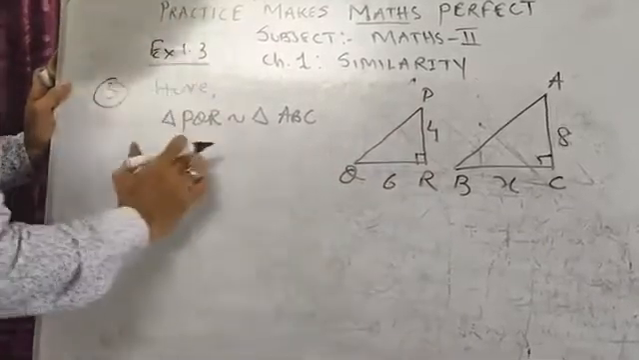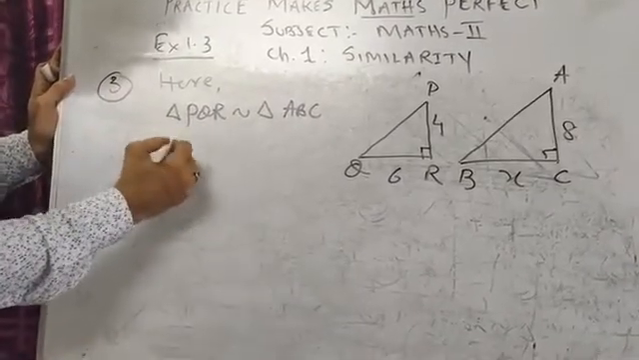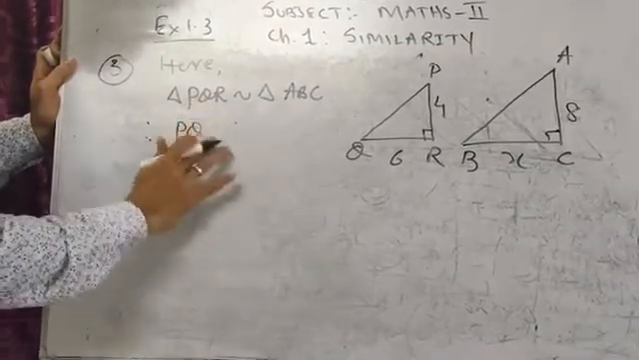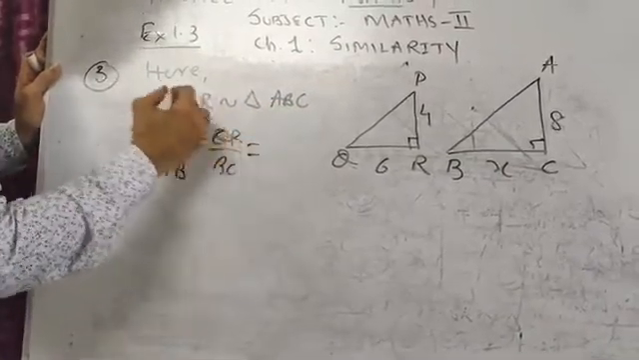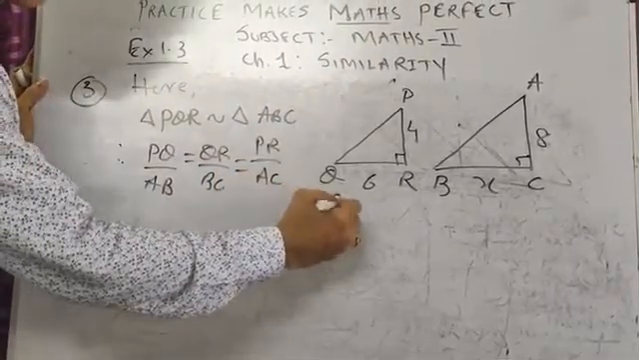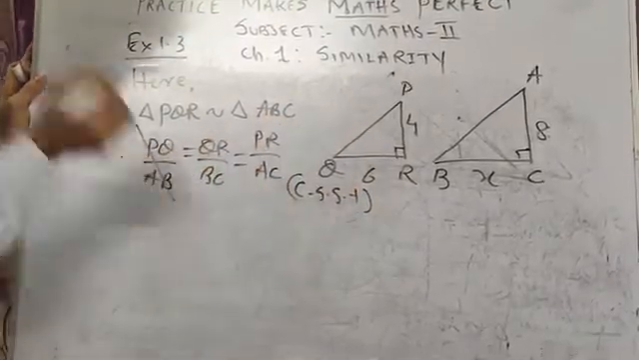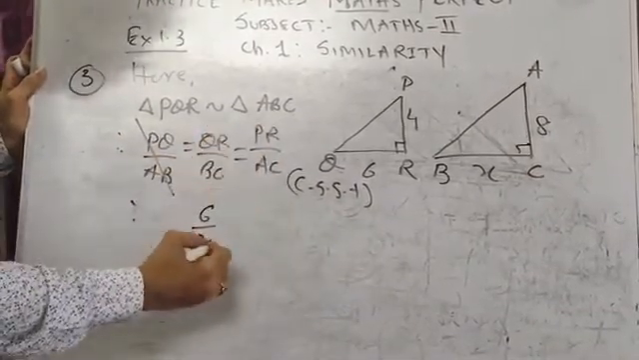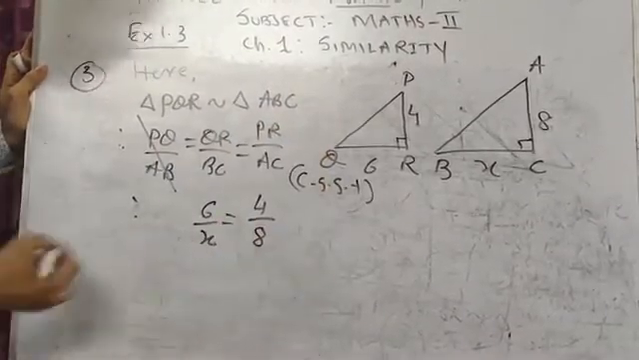Now when two triangles are similar, you know sides are in proportion. So I will take first PQ upon AB is equal to QR upon BC is equal to PR upon AC. Reason, corresponding sides of similar triangles. Now PQ upon AB we don't have value, so we will cancel this. We don't want this. Now just put the value here. QR is 6, BC is X, PR is 4 and AC is 8. Find the value of X.